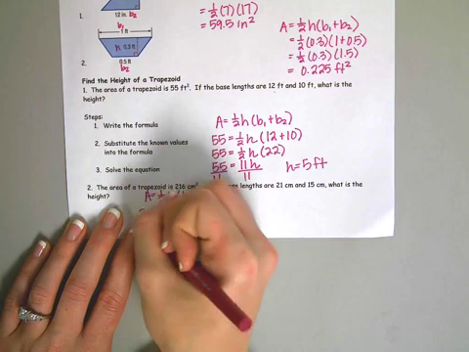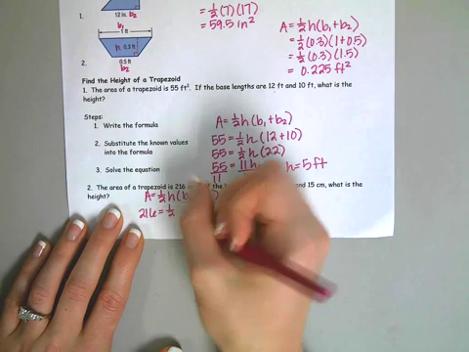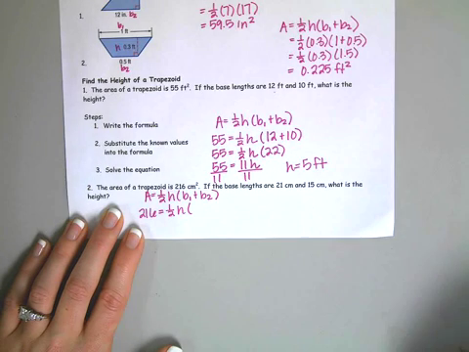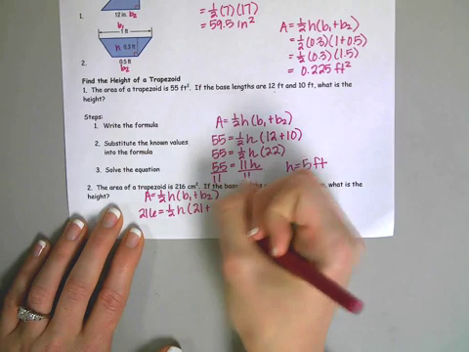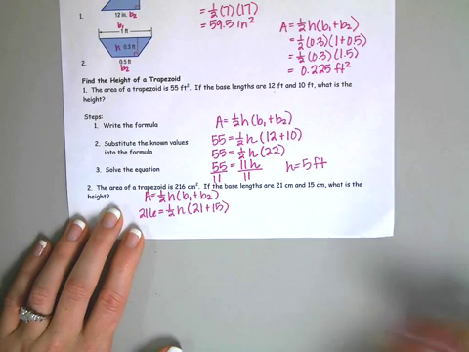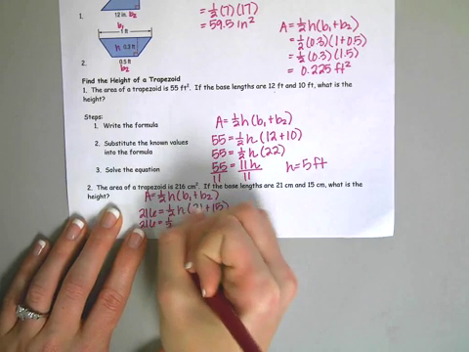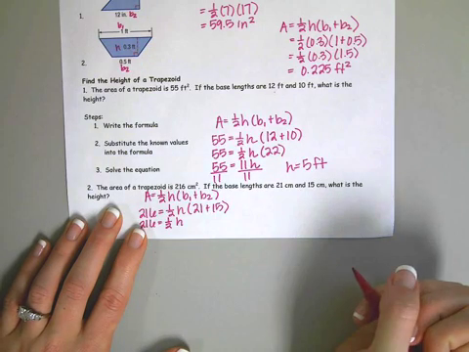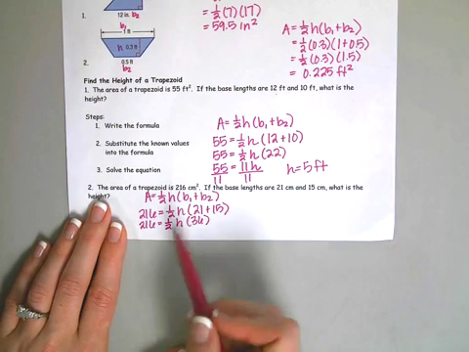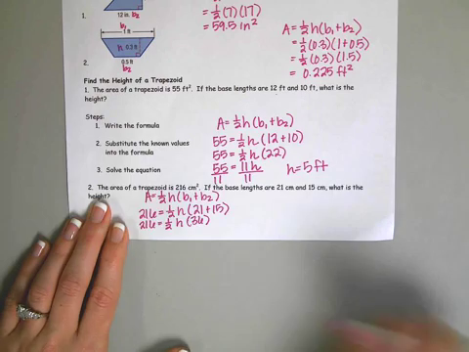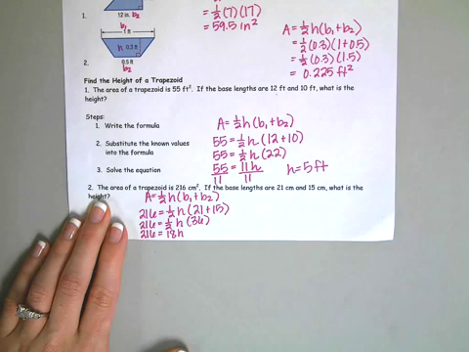I know that the area is 216 equals 1/2. I know that I'm trying to find the height, so I leave that as h, multiplied by base 1 plus base 2. And the base lengths are 21 and 15. From here I simplify. I'm going to add my bases together first. So I get 216 equals 1/2 of the height times 36. And I can simplify a little bit more by taking half of 36. Half of 36 is 18, so I'm going to rewrite this as 216 equals 18 times h.